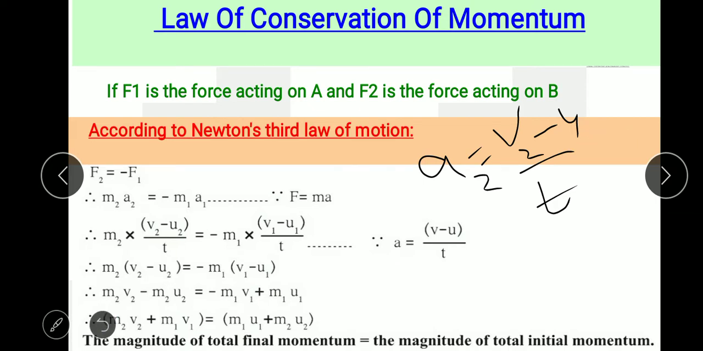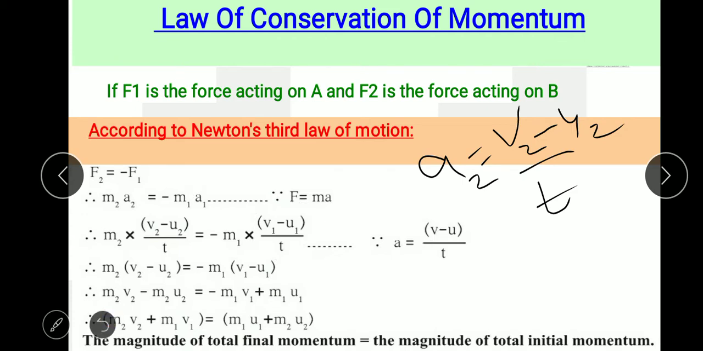So here I'll substitute the values, students. A2 is equal to v2 minus u2 upon t. See here, instead of a2 I have substituted the value v2 minus u2 upon t. In the same way, instead of a1, I have substituted the value v1 minus u1 upon t. So here I have utilized the formula acceleration is equal to v minus u upon t, and I got the result, students.